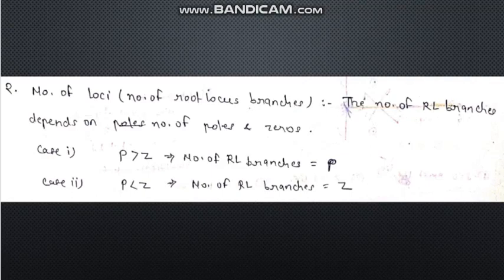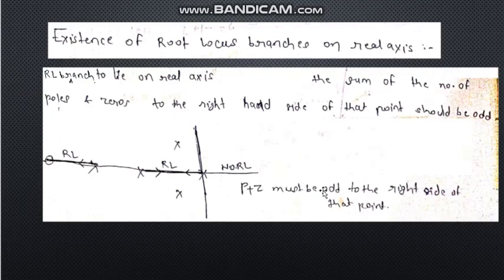The second step is the number of root locus branches. You have to calculate the number of root locus branches. If the number of poles is greater than the number of zeros, then the number of root locus branches will be equal to the number of poles. And if the number of poles is less than the number of zeros, then the number of root locus branches will be equal to the number of zeros. Okay, this was the simple step.